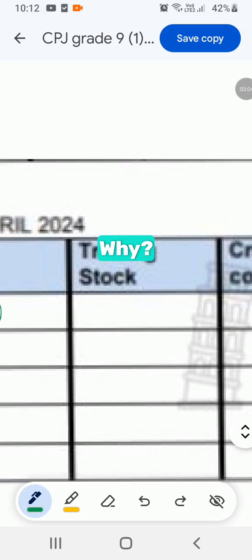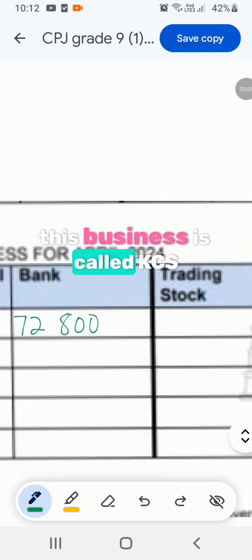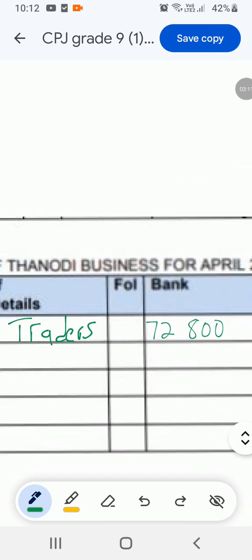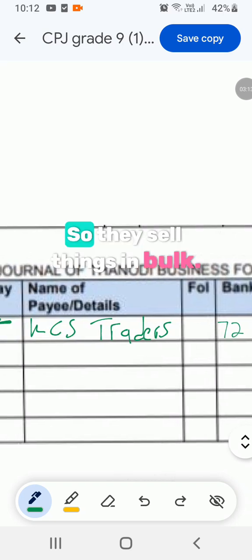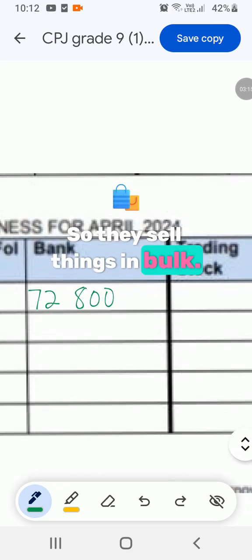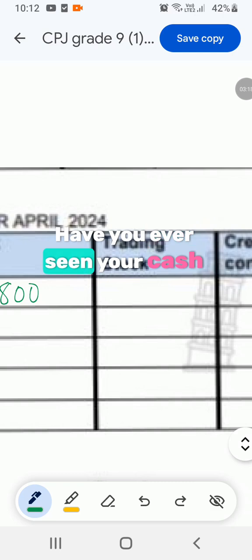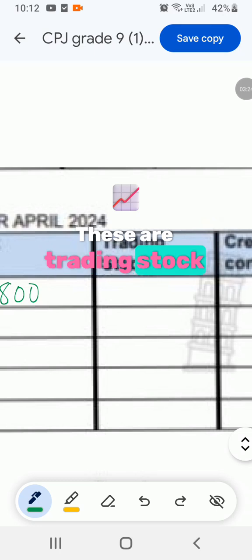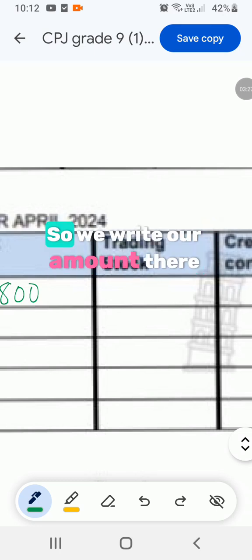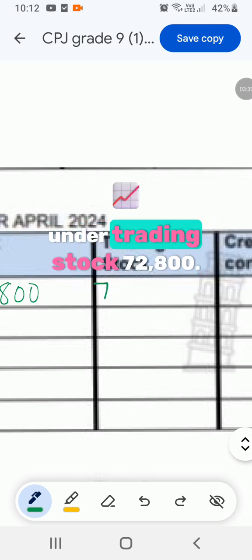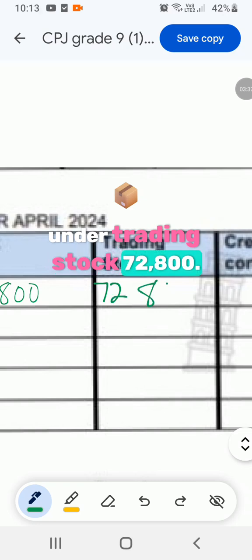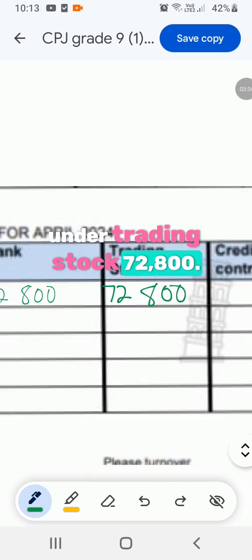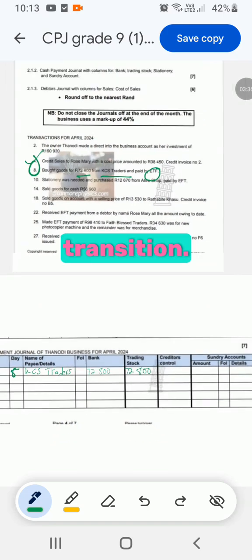Then we go to what? To trading stock. Why? For trading stock, this business is called KCS Traders. They sell things in bulk. Have you ever seen a cash and carry where you buy things in bulk? You stock. These are trading stock shops. So we write our amount there under trading stock, 72,800. That's it. Let's go to the next transaction.